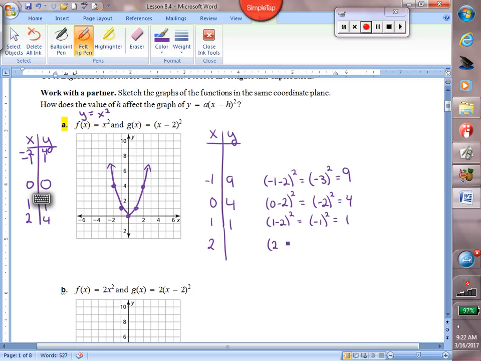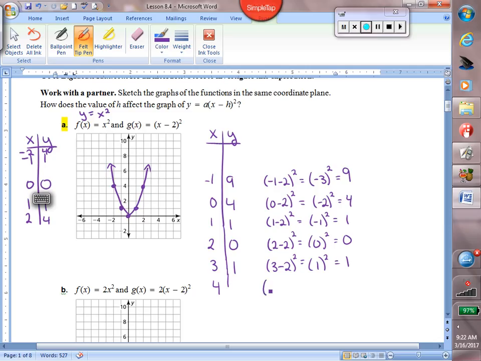Let's substitute 2 in. So 2 minus 2, I'm going to square that. 2 minus 2 is 0. 0 squared is 0. Still don't have any type of pattern yet in my y values. I'm looking for possible symmetry. So let's try 3. Let's just try a couple more positives, then we might have to go negative. We put 3 in for x. 3 minus 2 is 1. 1 squared is 1. Well, there we go. Now we have a 1 repeated.